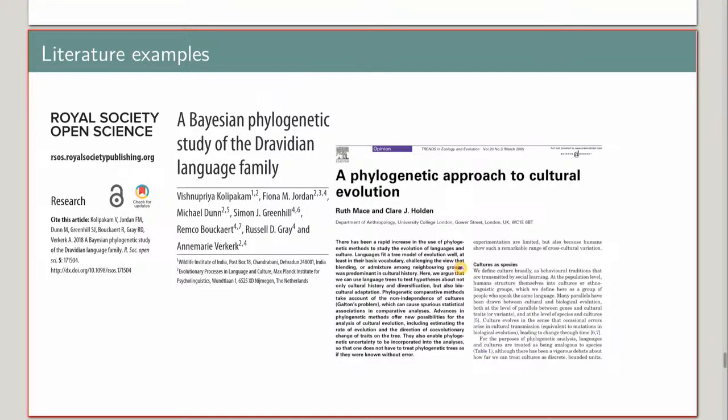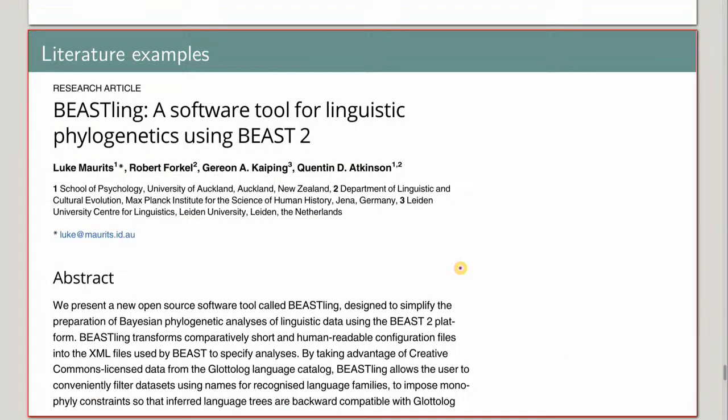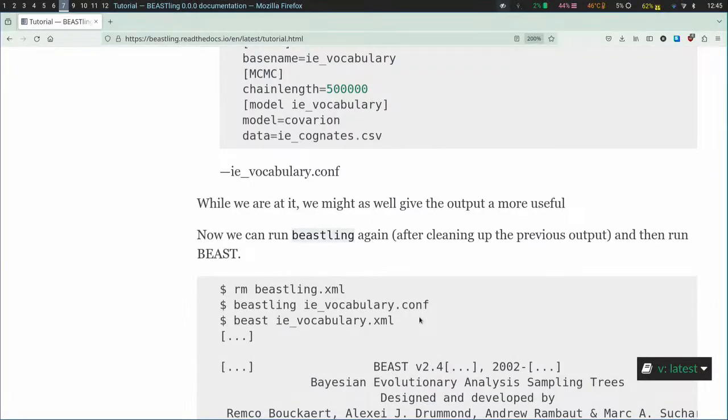Anyway, so this is a program that builds upon BEAST, which is a software tool for phylogenetics. They say BEAST is specifically written to be extensible in many ways. So what they've basically done is written a tool to generate configuration files for BEAST and then run BEAST on that. And they use this Glottolog language catalog and so on, and they have a tutorial on how to use it. Yeah, so this is the tutorial.